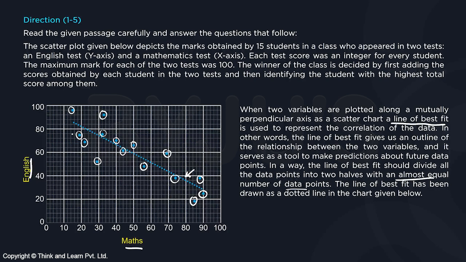And also we can observe that when the English score is highest, the math score is the lowest. And when the English score is the lowest, the math score is the highest. So we can say that when the English score increases, the maths decreases and vice versa.